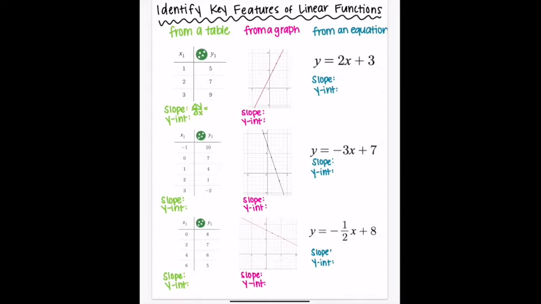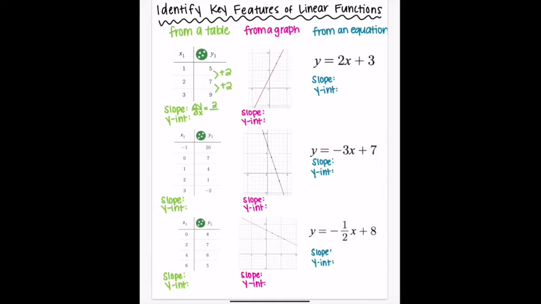So we're going to look for the change in y. So from 5 to 7, how did that change occur? That's by adding 2. And from 7 to 9, that's also by adding 2. So the change in y is a constant change of 2.